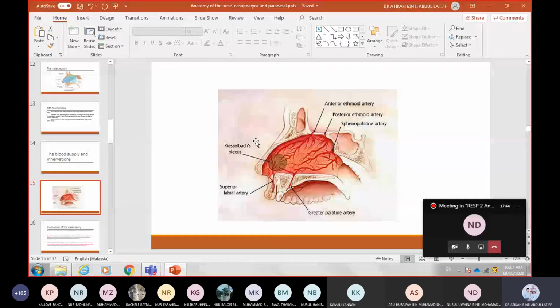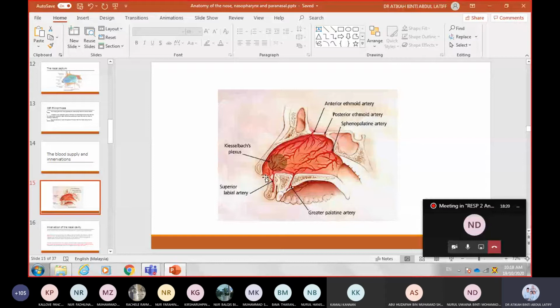Why is this Kisselbach's plexus important? Because of the anastomosis, there's a lot of blood vessels in this area. So if a child, for example, inserts something inside the nose, or if the air is too dry, sometimes it can cause bleeding of the nose, because it is very anterior, or quite close to the outside of the nose.